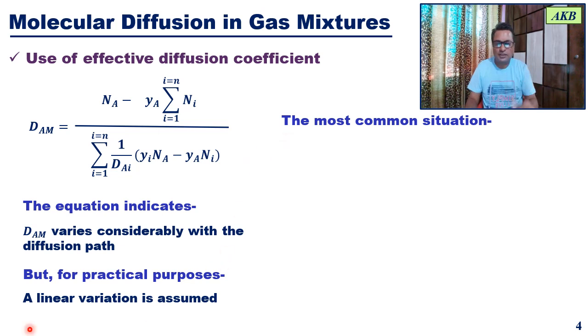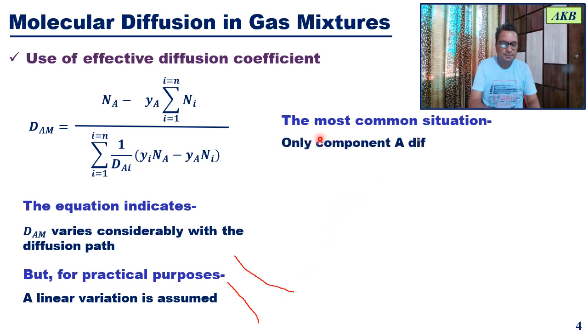But how can you simplify this? You can simplify it by assuming a linear variation. So we will assume that it is going to change linearly, along a straight line. We don't know the actual change, whether it is along a curve or anything else, so instead of going into what exactly the case is, you can assume a linear variation for practical purposes. This is one thing.